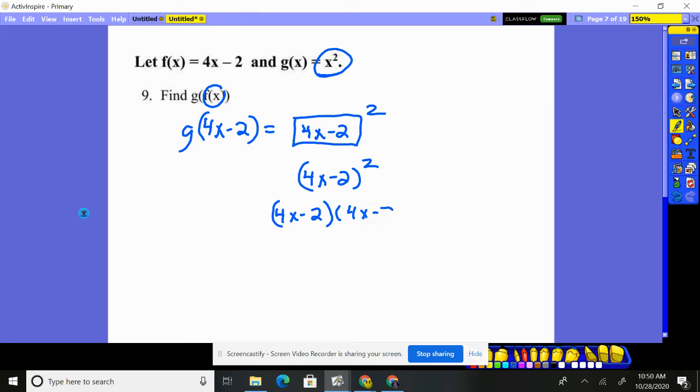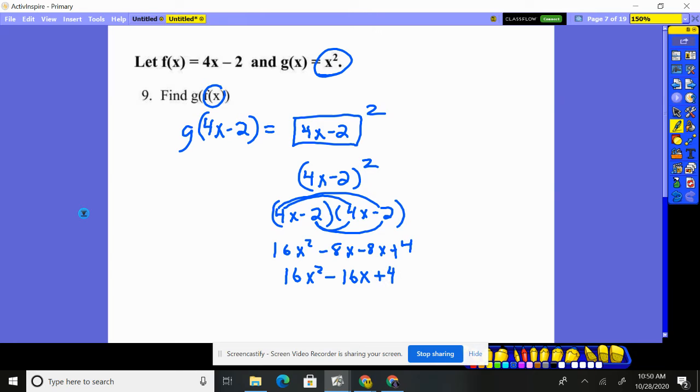So 4x minus 2 times 4x minus 2. You'll do 4x and 4x, that's 16x squared. 4x times that 2 is minus 8x. Now the negative 2 times the 4x, minus 8x. Negative 2 times that negative 2, plus a 4. And so our final answer, 16x squared, take away 16x, add 4. That's what we have for that one.